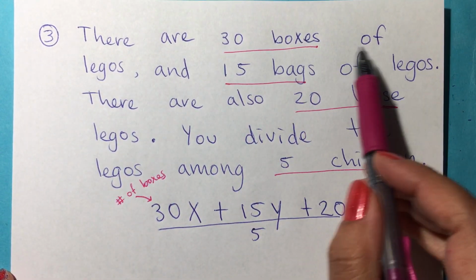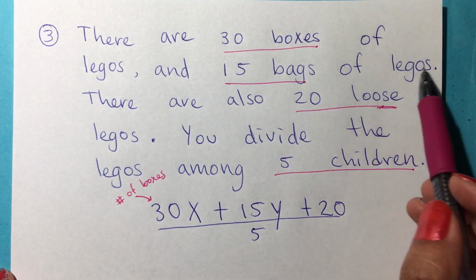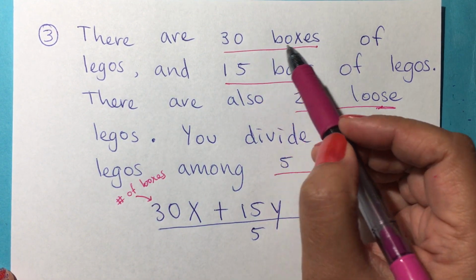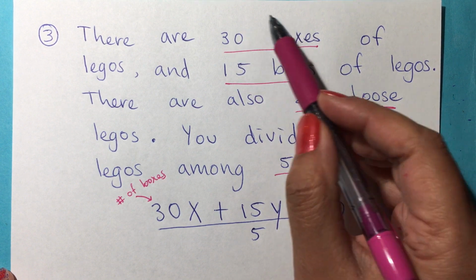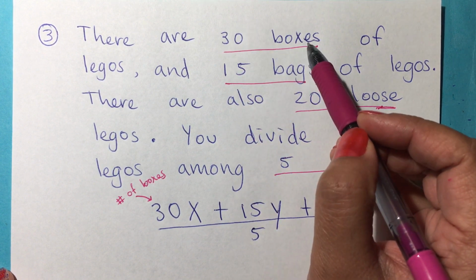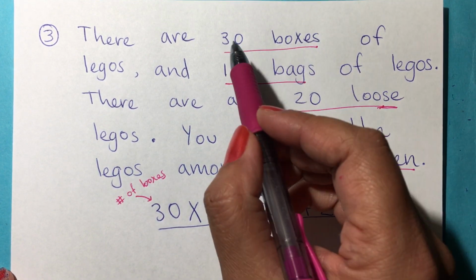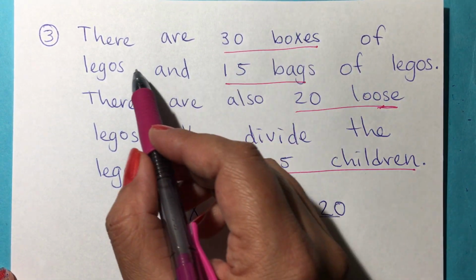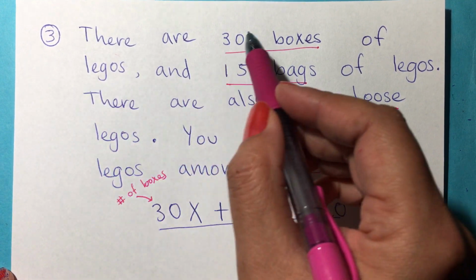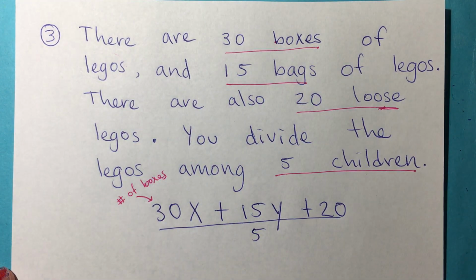There are 30 boxes of Legos and 15 bags of Legos. Do we know how many boxes of Legos I have? Yes, I know the number of boxes, but I don't know the number of Legos in each box. So this is not going to be my variable. My variable will be the number of Legos in each box, okay?